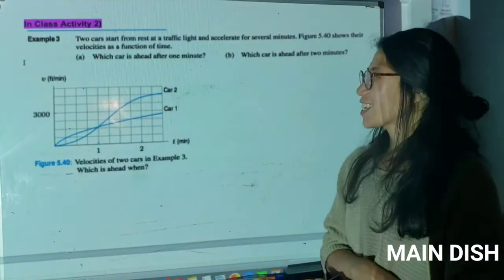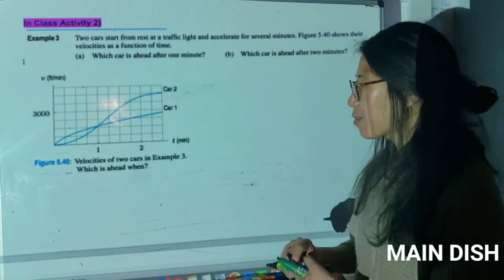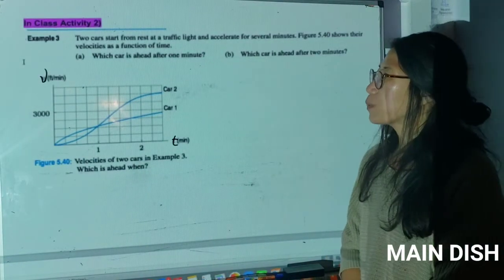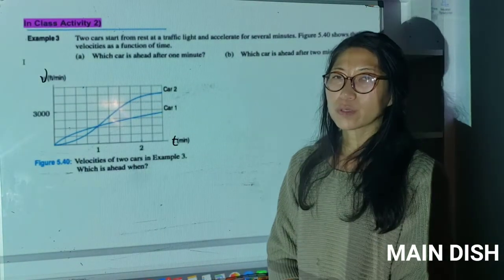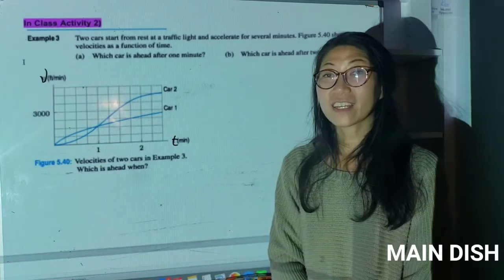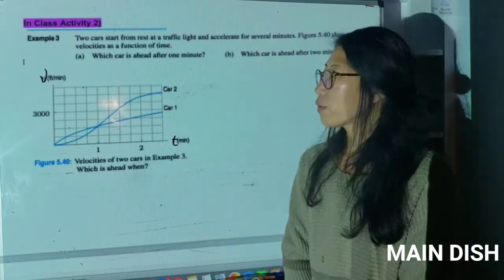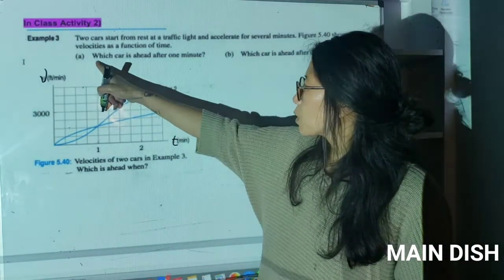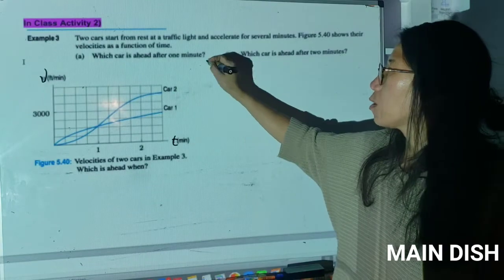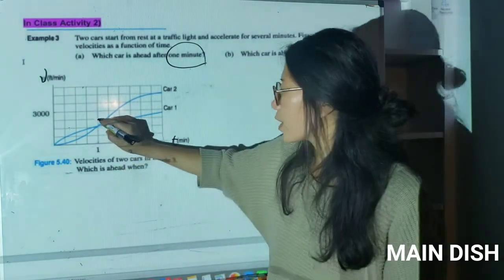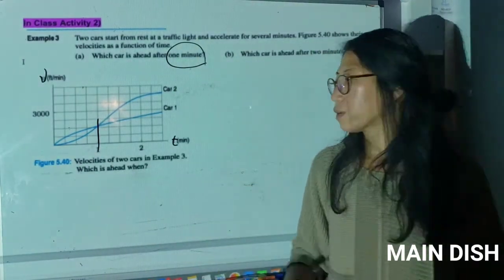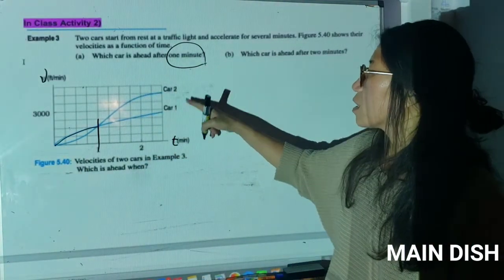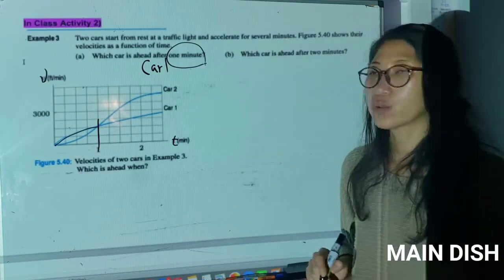Hope that you enjoyed in-class activity 2. Did you notice that my x is time and y is velocity? So if I'm computing the distance, how much is traveled, basically they're asking, can you see the area under the curve and can you compare between car 1 and car 2? If you look at A, which car is ahead after 1 minute? At 1 minute right here, which car has a bigger area? Car 1 has a bigger area than car 2, so car 1 is ahead of car 2.